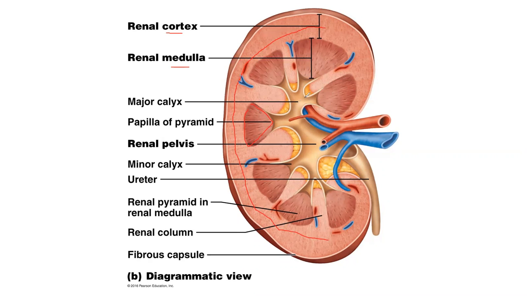You have your major calyx, which is the big region where the urine is concentrated. And then you have your minor calyx, which are the smaller regions that are going to flow into the major calyx. All of the urine will flow from the minor calyx through the major calyx, then out the ureter. You have columns separating pyramids. And those are the major anatomical features of the kidney.